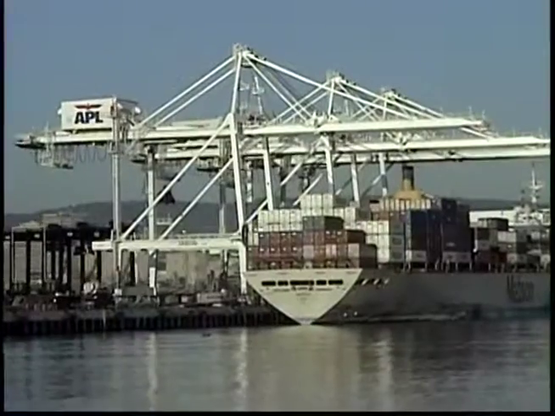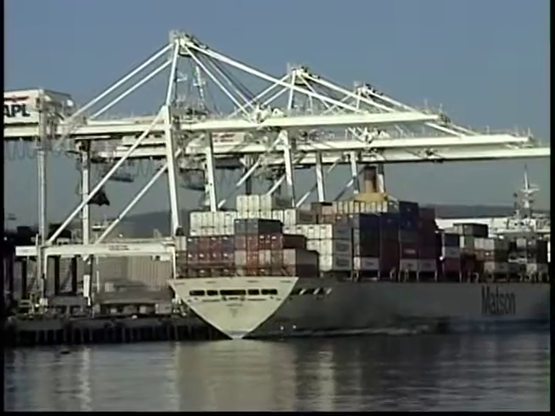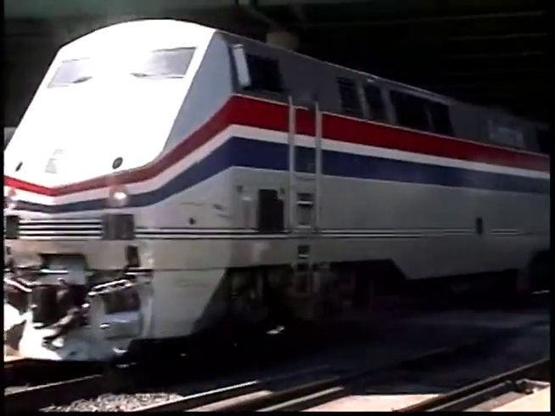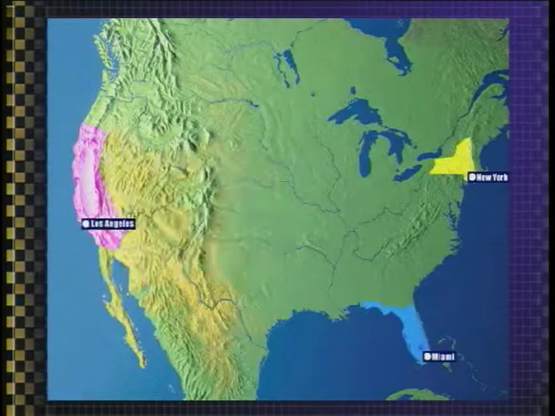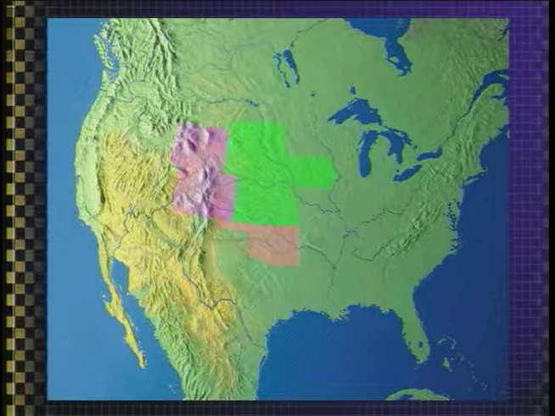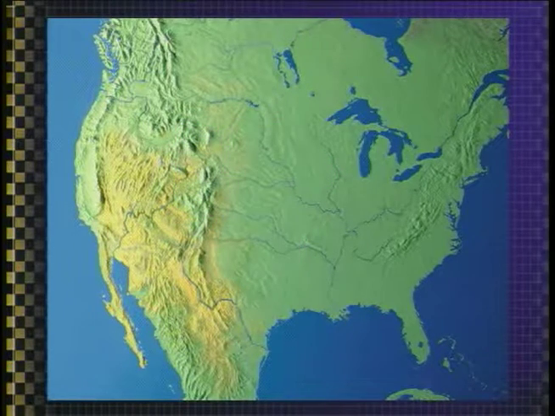place. It is easier to trade goods with places that are near major waterways or with places that are near railroads. That is why many of our biggest cities are located near oceans, and why states in the middle of the U.S. have a harder time trading goods with other countries.